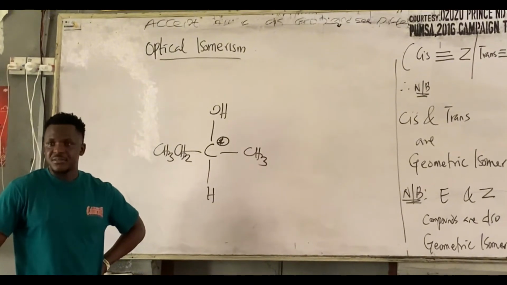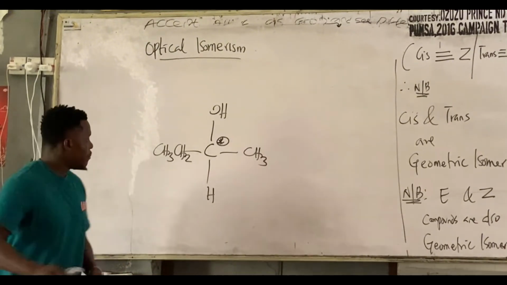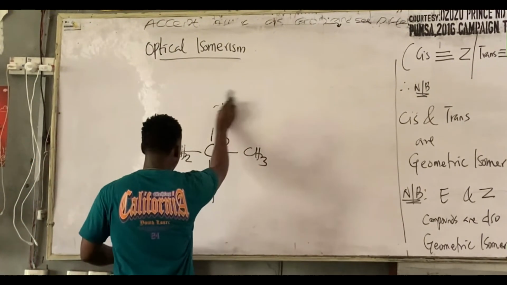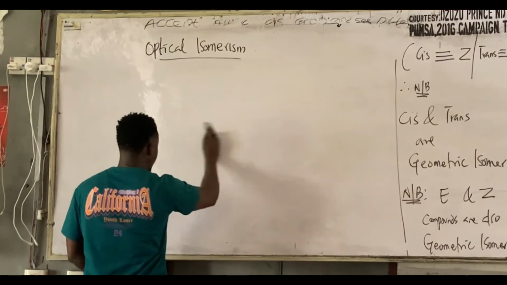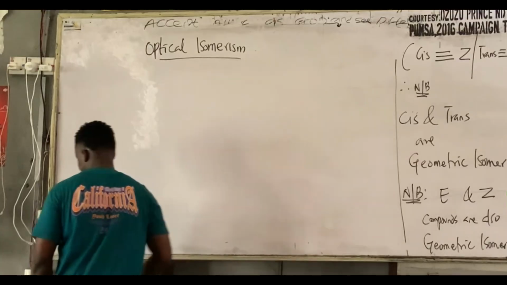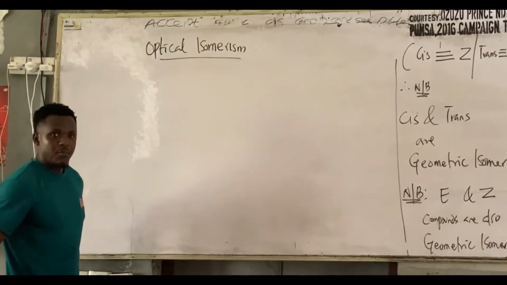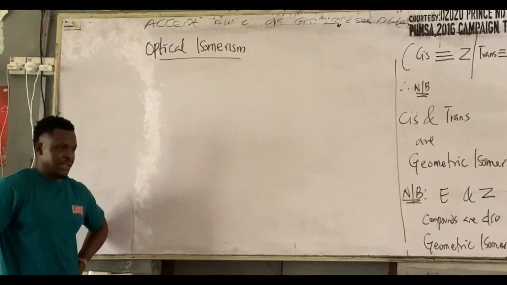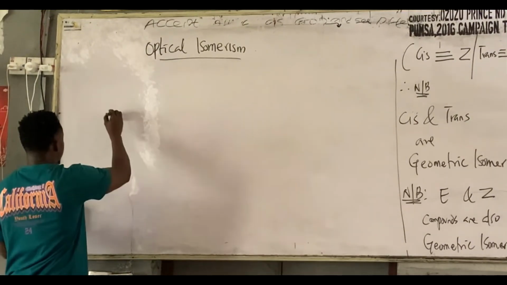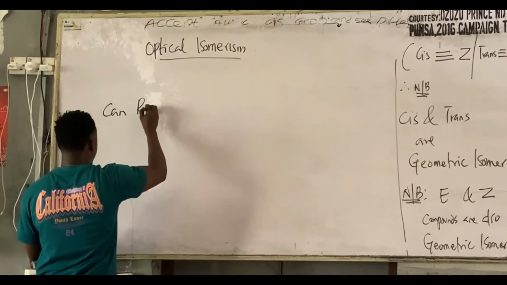That is, compounds that can rotate plane polarized light. Optical isomerism is exhibited by compounds that are optically active. That is, can rotate plane polarized light.